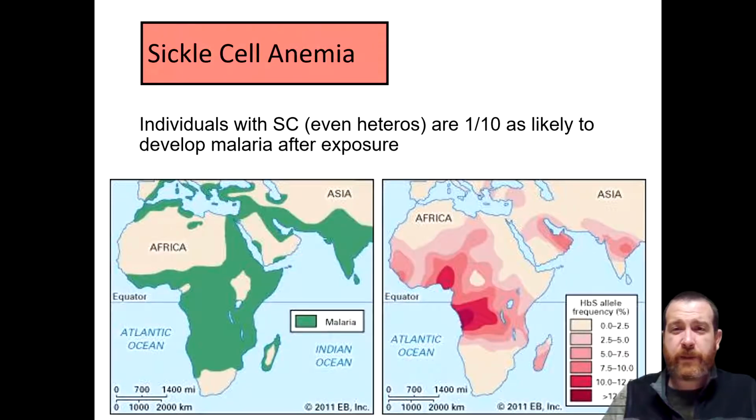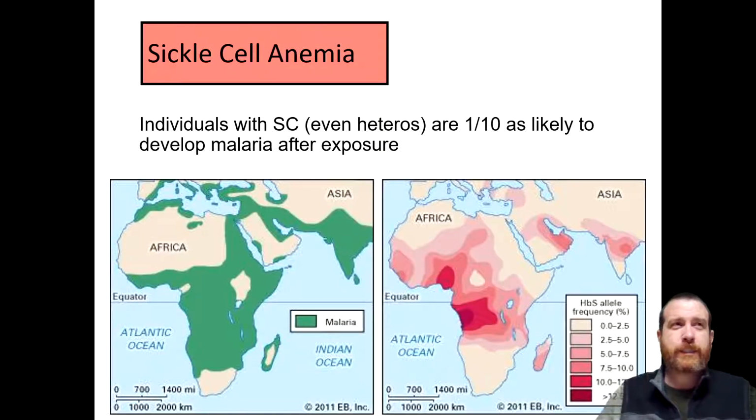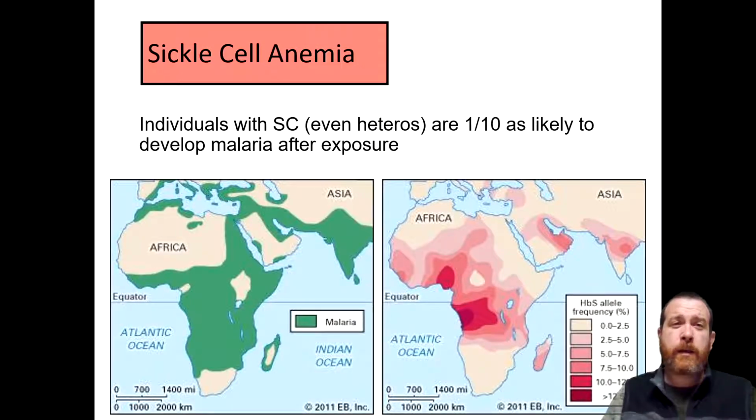Why does this happen in the first place? It's pretty simple to understand because sickle cell anemia, fortunately/unfortunately, provides protection against malaria. If you have sickle cell anemia, if you're a heterozygote or a homozygote, so if you have one mutant copy or you have two mutant copies, the heterozygotes generally don't express that much disease. If you are a heterozygote, you are still protected against malaria.